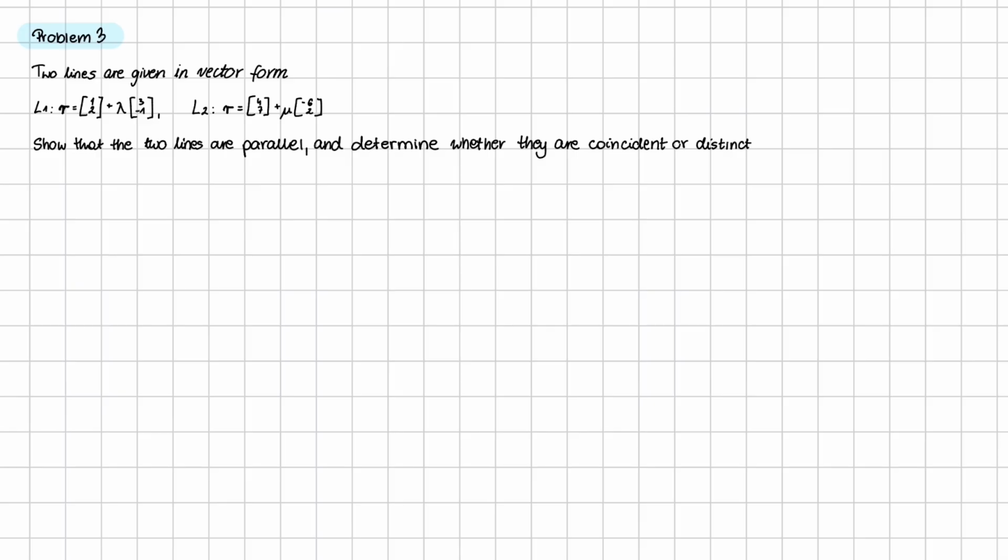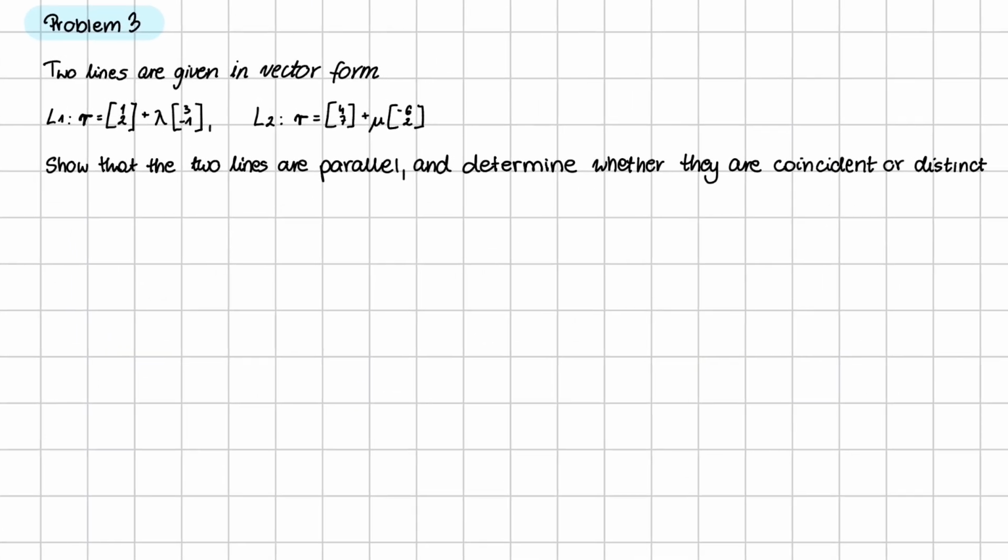Problem 3. Two lines are given in vector form, L1 and L2, and we have to show that the two lines are parallel and determine whether they are coincident or distinct. In this type of question, firstly we have to identify the direction vectors. For L1 we have direction vector (3, -1), and for L2 we have the second direction vector (-6, 2).